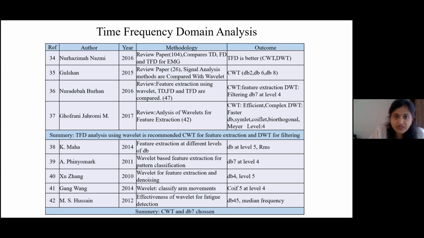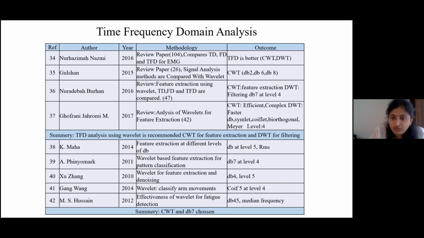So here, in this time-frequency domain analysis, multiple review papers, 104, 26, 47, 42 papers, have been reviewed by these people, and they are saying that among TWT, CWT and DWT, it is very good. DB2, DB6, DB8. CWT is good and DWT is good, but at level 4, CWT is efficient, DWT, DB.